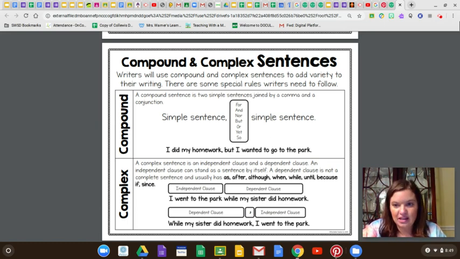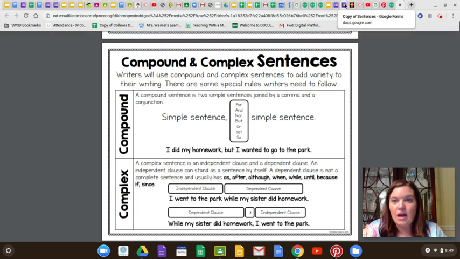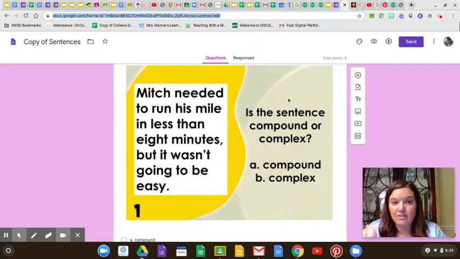I will attach this. And then you are going to complete this form. So here's your first sentence. Mitch needed to run his mile less than 8 minutes. But was it going to be easy? Is that compound or is it complex? You decide.